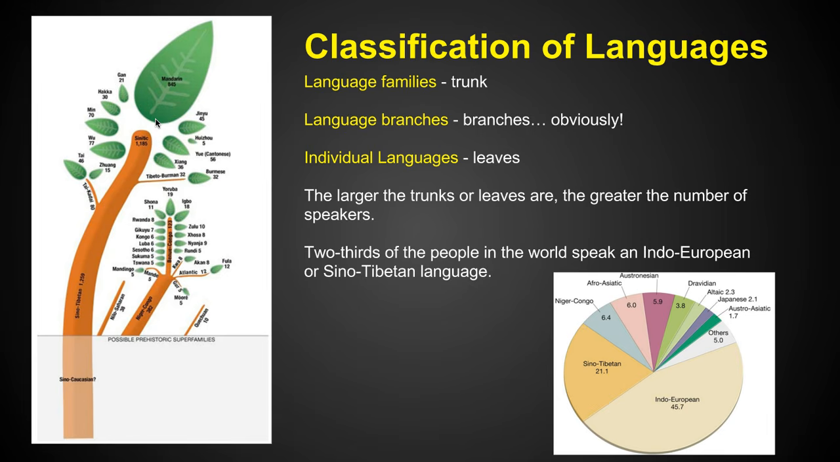The larger the trunks or leaves, the greater the number of speakers. Because Mandarin is the largest, you're going to see this huge leaf right here. The cool thing is, down here you can see possible prehistoric families, language families that might have existed before the more developed Sino-Tibetan. You've got the Sino-Caucasian potentially below ground here on the roots, or the beginnings of the trunk. So two-thirds of the people in the world speak an Indo-European or Sino-Tibetan language. Look over here at our pie chart. We can see that Indo-European is by far the most spoken. Sino-Tibetan is second. Indo-European is going to be our English language family.